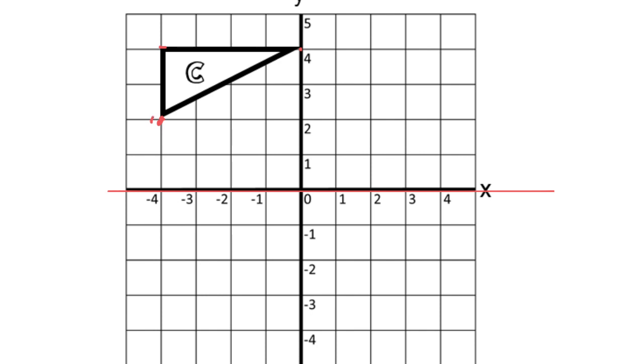To this first point, which I'll put a 1 next to, I am 2 squares up. So if I count 2 squares down, this is the point I'm at. Point number 2, I am 4 squares from the mirror line, which will put me here. And at point number 3, I am 4 squares from the mirror line, so that would put me here. I can then construct my new triangle using a pencil and a ruler and label it as D.